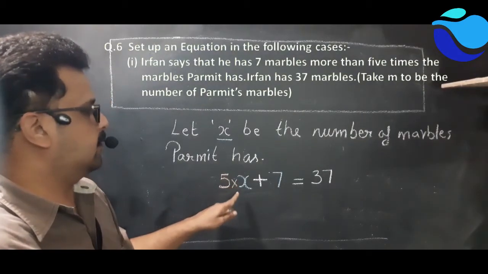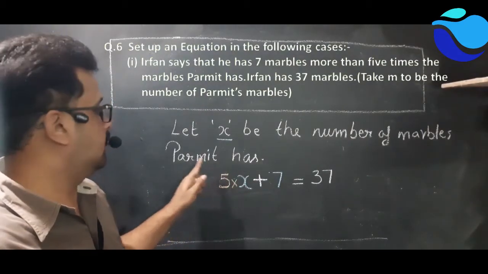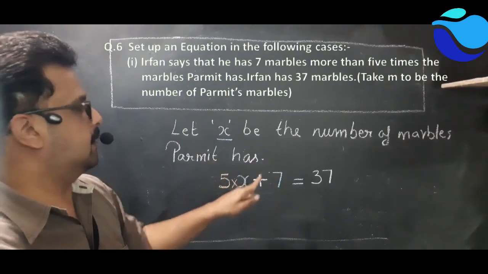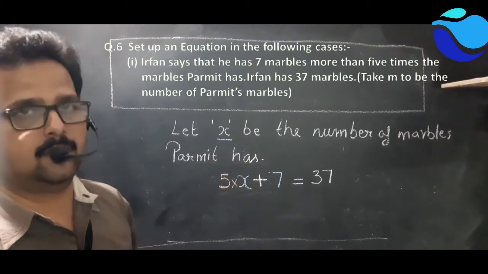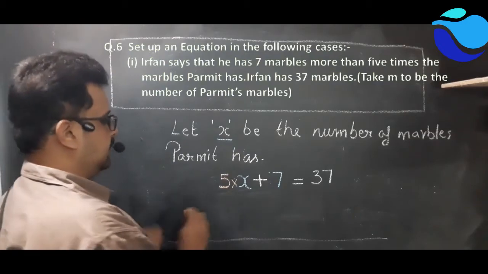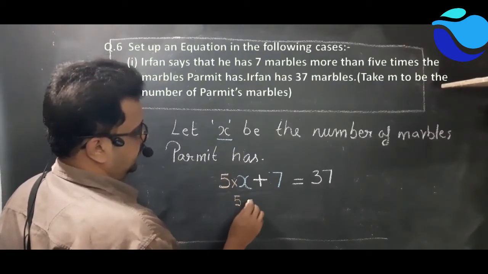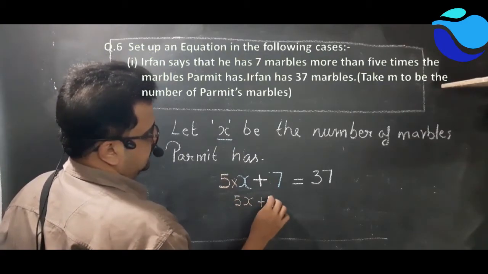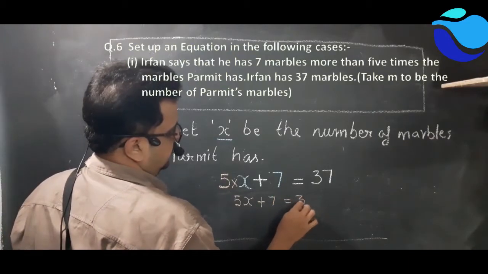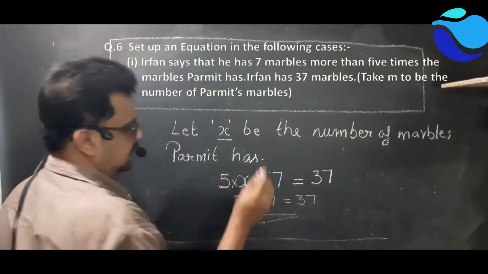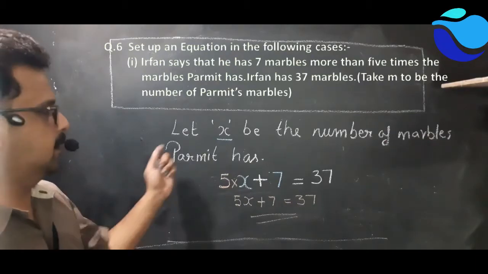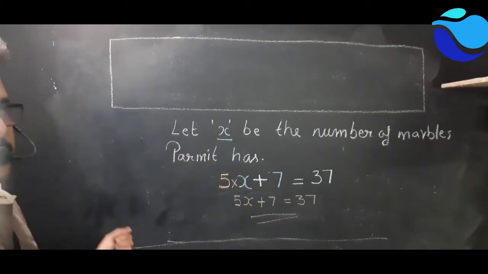This is given as 5 times the number of marbles Parmit has and 7 more than. So our equation can be written as 5 into x is 5x plus 7 equal to 37. So this is our equation. Hope you are clear with it. And let us move to the second question.